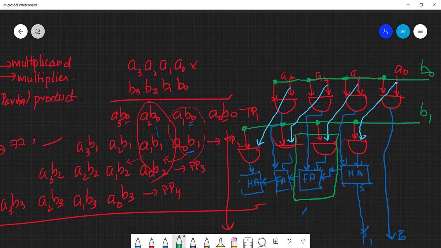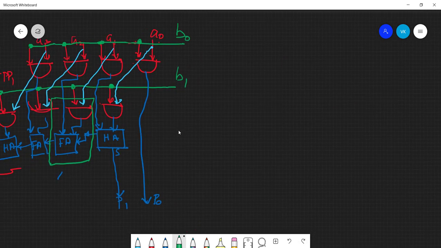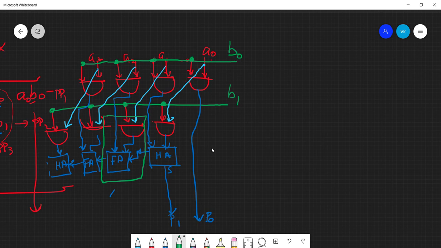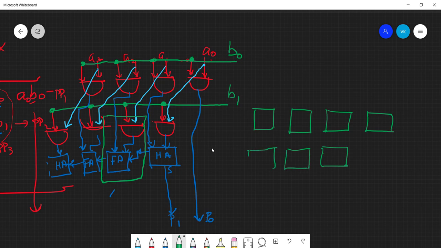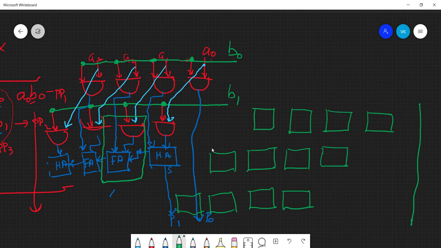Once you complete this entire design, you will find that your circuit looks something like this. So this is the same as this box. You will have four boxes like this for your second partial product. Then you will have again four boxes like this, and you will again have four more boxes like this. And the first bit of the product will be directly coming like this. For the second bit, it will be coming like this.